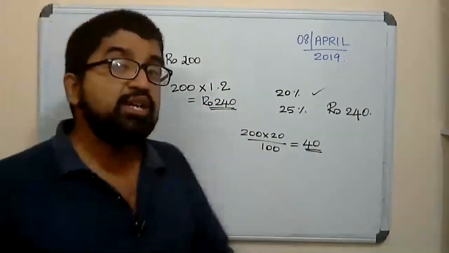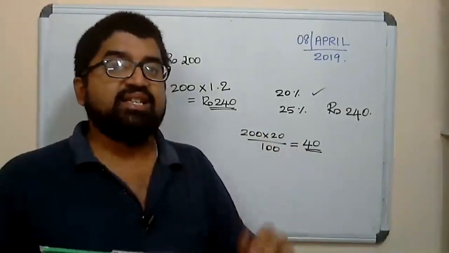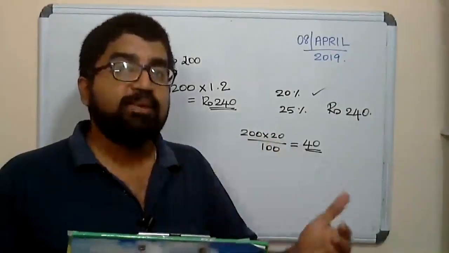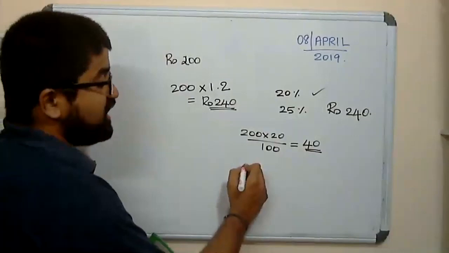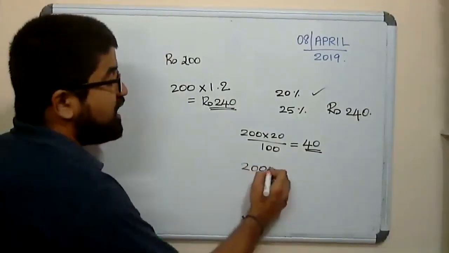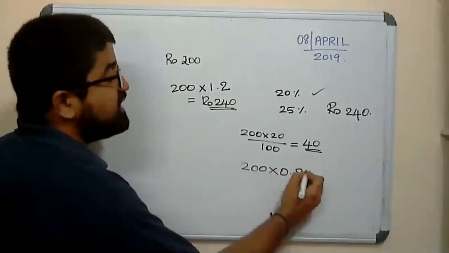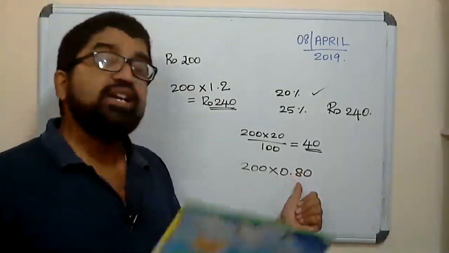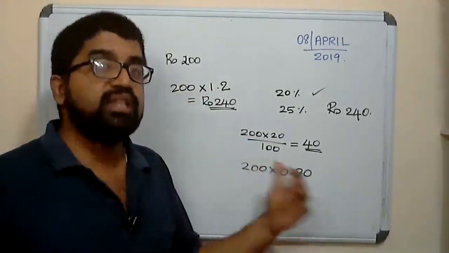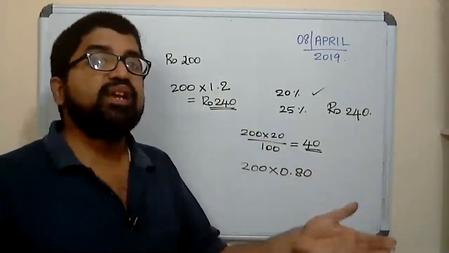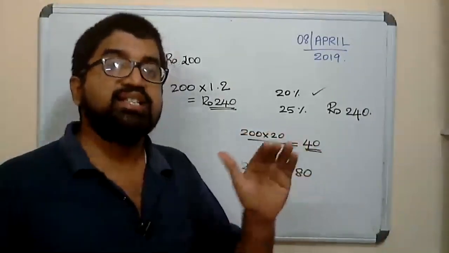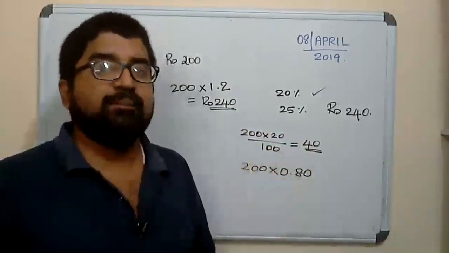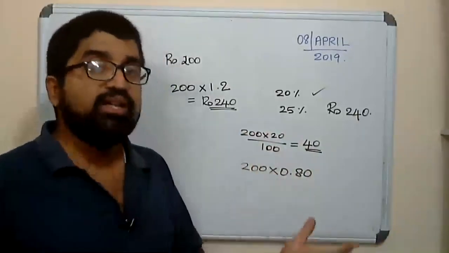Now, had it been a 20 percentage decrease, that is, if he decreased the amount by 20 percentage, then he should perform 200 into 0.80. A 20 percentage decrease means from 100 you are subtracting that 20, so it becomes 80 in terms of percentage. When I convert it into its equivalent decimal, it comes to 0.8. So in a single step, we can do it in this way.